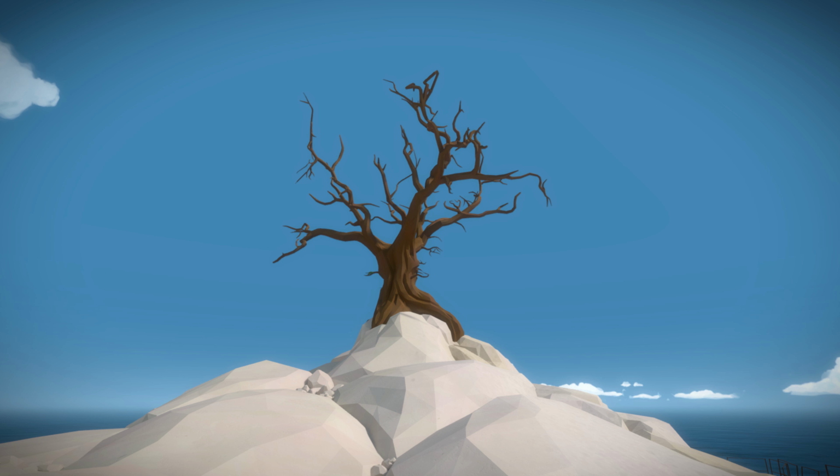Yeah, it looks absolutely gorgeous, especially in 4K, but also in 1080p, it looks absolutely stunning. You just need to play this game.